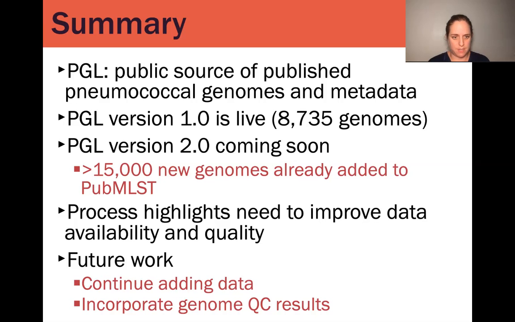The whole process has highlighted that we as a community need to aim to improve in terms of making our data available, ensuring the quality of our supplementary files, and also ensuring the quality of the genomic data that we produce. And I think this is an important opportunity for us to have more conversations as a community about what constitutes a high quality genome, and metrics that we could all be using. In terms of future work for the library, we will continue to add data, and we also plan to incorporate that QC information into the database in a variety of ways.